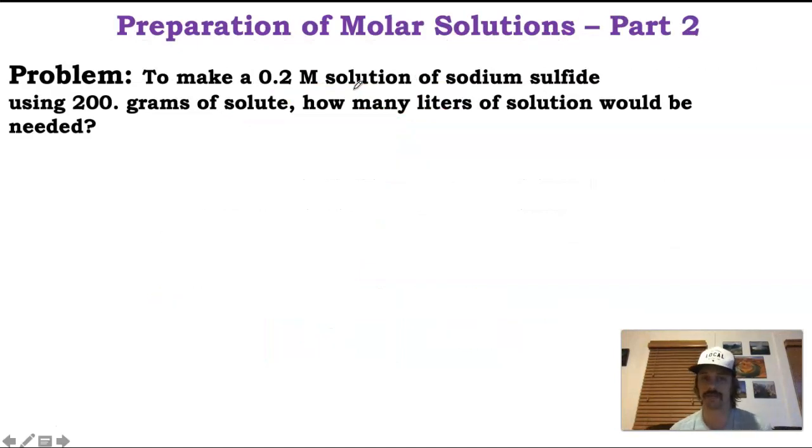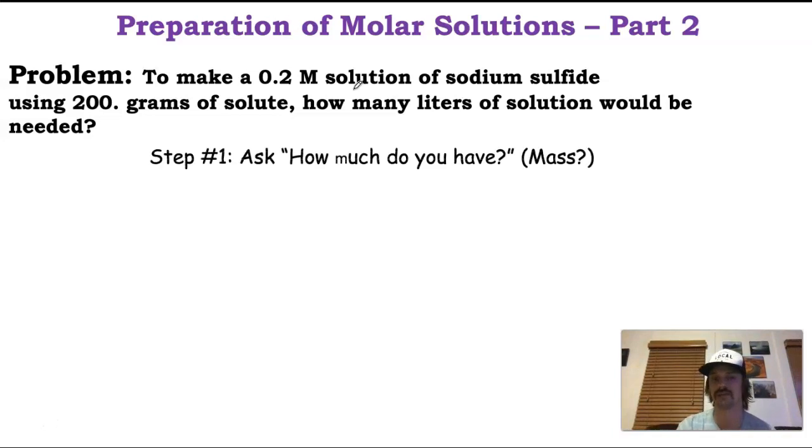Another type of problem is here we're going from grams to liters. So I want to make a 0.2 molarity solution of sodium sulfide using 200 grams of solute. Now in this case, my boss is telling me make as much solution as you can. Make as much 0.2 molarity solution using the 200 grams of sodium sulfide that we have. We need to make as much as possible. So in this case, I'm figuring out how many liters I can make using my mass of solute. So in this case, I'm starting at grams.